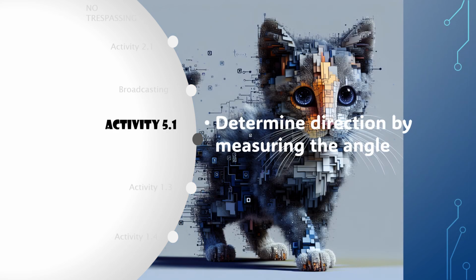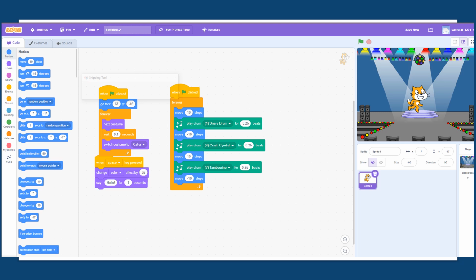First of all, in order to draw a shape, you need to determine the direction by measuring the angle. If you have a protractor, you can measure any angle that you want, and you can key in that angle on your Scratch code. This is just an example of how Scratch would be in the dancing thing. If you want Scratch to dance according to the music, we will be focusing on that much later in the class.